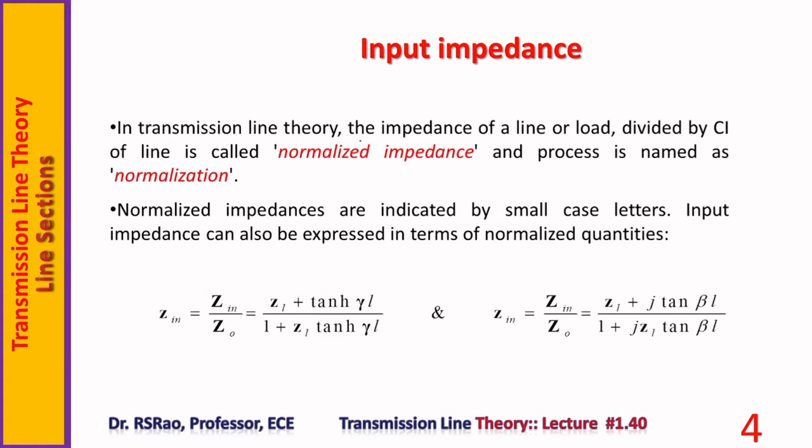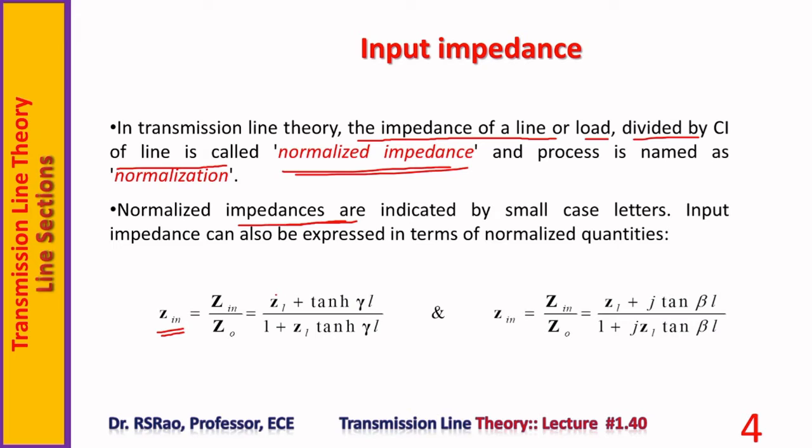In transmission line theory, the impedance of a line or load divided by the characteristic impedance of the line is called normalized impedance. Normalization is not specific to transmission line theory. We do it in antenna theory also, but there normalization is with respect to the maximum value. But here in transmission line theory, normalization means with respect to the characteristic impedance of the line. The impedances given in the previous slide are ordinary impedances in ohms, but the normalized input impedance, small z in, by definition is Zin by Z0.